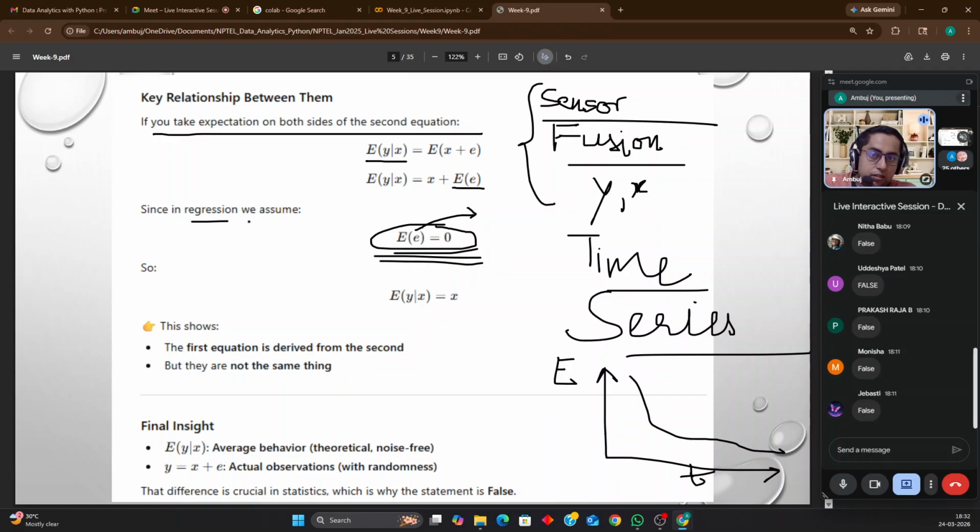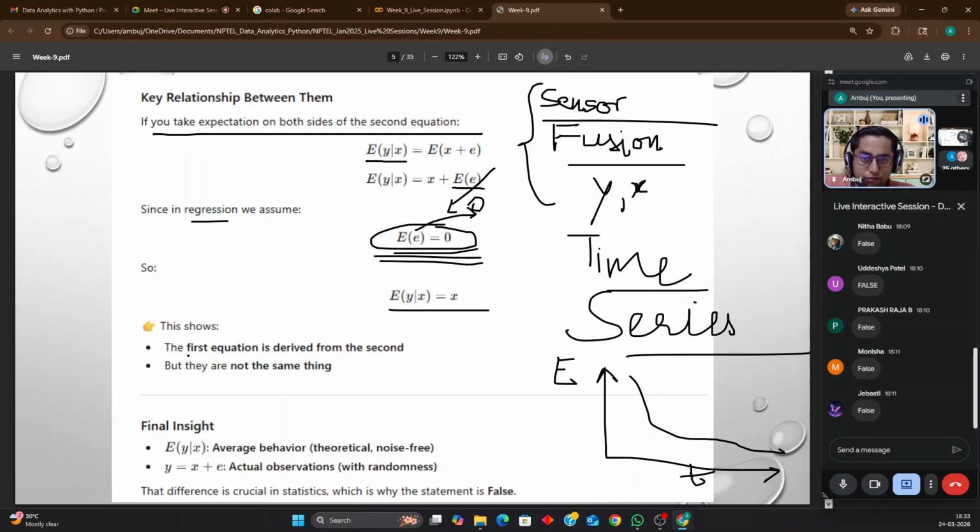So in regression, just in plain regression, you assume the expected value of error is equal to zero. So if the expected value of error is zero in this particular case, then the expected value of y given x will be equal to x.